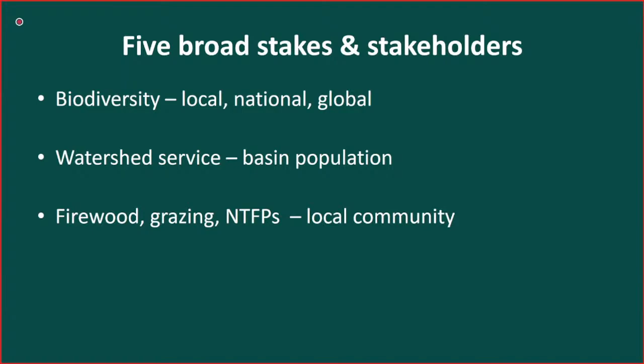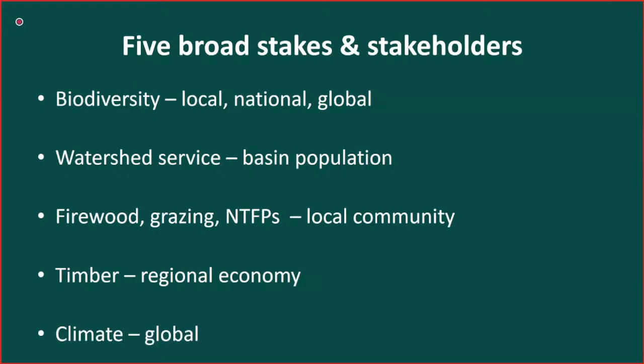It's very rarely that somebody will take a truck and drive 50 kilometers to go and collect non-timber forest products, although it happens for some of the more valuable ones. And timber, of course, and softwood are feeding the regional economy of the country. And finally, the new stake in forests, which is carbon, the carbon sequestration capacity of forests. And that's kind of a new thing that has emerged in the market.